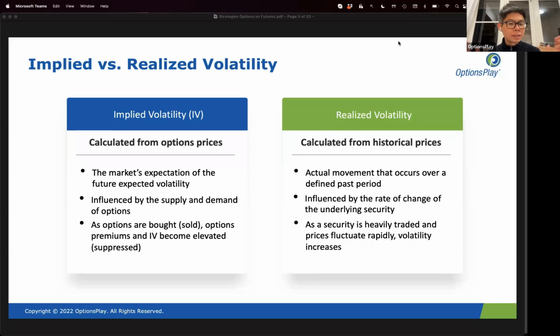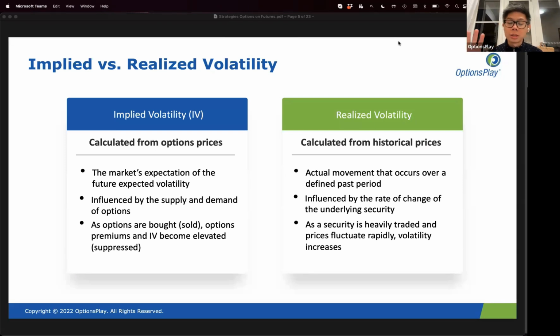Vice versa, if there are a lot of sellers of options, meaning more sellers than buyers, what that reflects is the market's view that the security is not going to move very much, because that's when you sell calls, or that's when you sell puts: you believe that the underlying asset is not going to move as much, so you become sellers, and that is how the market implies, if you will, what the future expected volatility of the market is. So these are two very important concepts to understand.